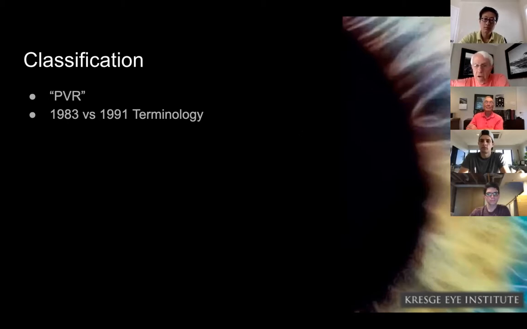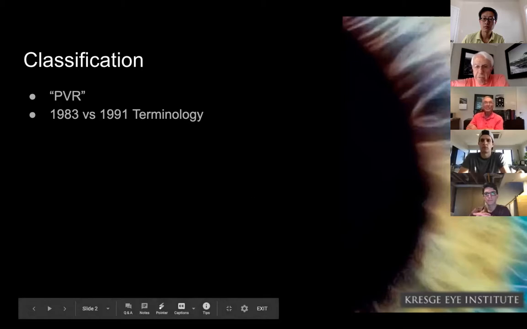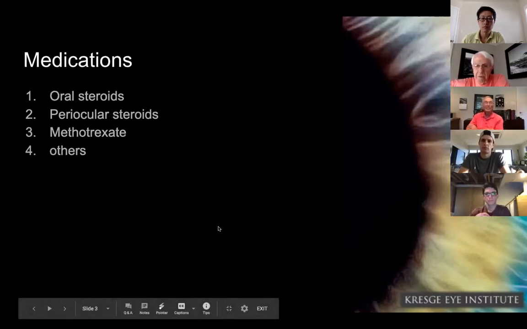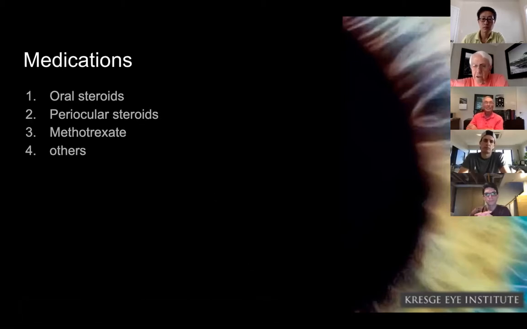The 91 classification had anterior PVR and posterior PVR. So they said posterior PVR was, if you read it, it says posterior to the equator, and anterior PVR is anterior to the equator. It didn't say whether it was at the equator. Is it posterior to the equator or anterior to the equator?